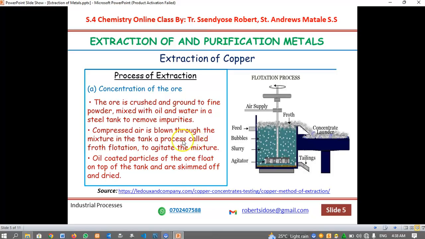Again, compressed air is blown through the mixture in a tank, a process called flotation, to ignite the mixture. We are seeing that one in our diagram, in our support material. Here, this is the frothing process, the one which you have put here.